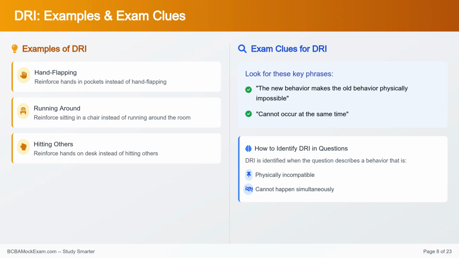You can't yell and whisper at the same time. When you reinforce something incompatible, you automatically reduce the problem behavior. DRI is great for behaviors with a clear physical opposite. If a behavior is dangerous, like hitting or running, reinforcing an incompatible behavior can be a quick and safe solution. It's often more targeted than DRO because you're teaching an alternative response.